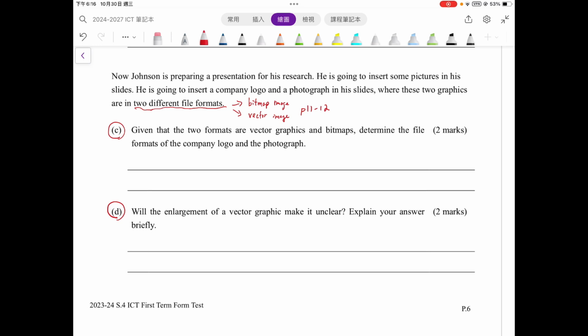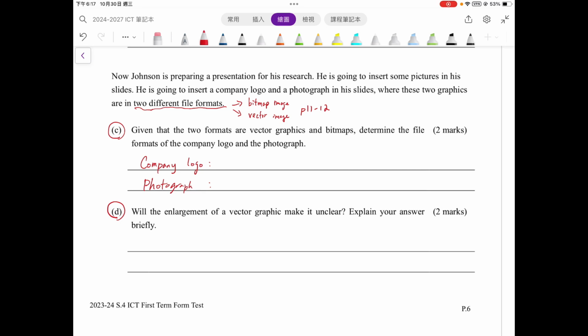Given that 2 formats are vectors, they have given you already, vector graphics and bitmaps, determine the file formats of the company logo and the photograph. So when we are considering which one should we pick, it really depends on the usage of the image. So let's write the company logo for the first line and the photograph for the second line.